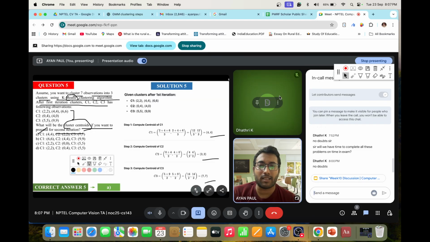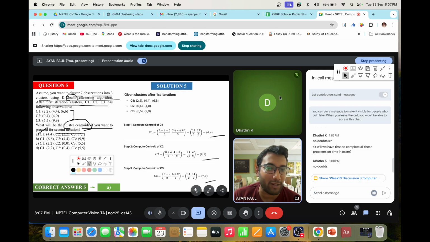I hope it is very simple. Now again you are asking me whether we will have time or not. You won't need to do the whole K-means iteration, but you would be asked simple questions like what will be the mean, what will be the covariance, like this.